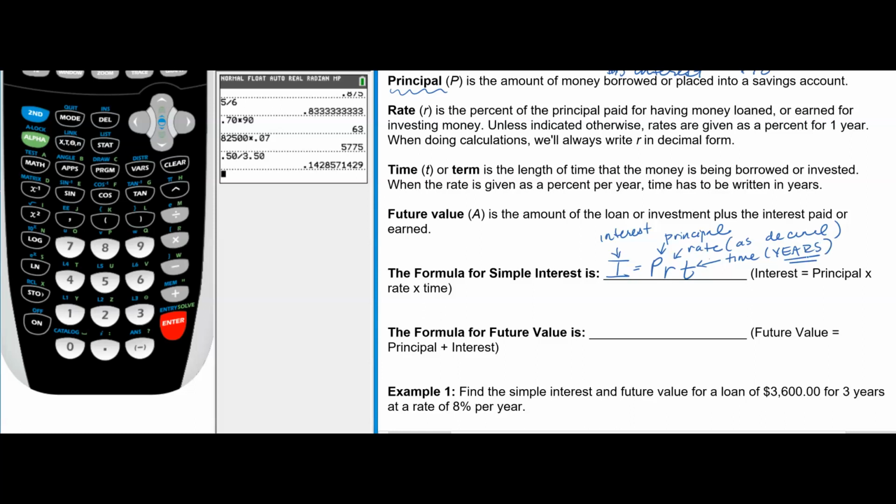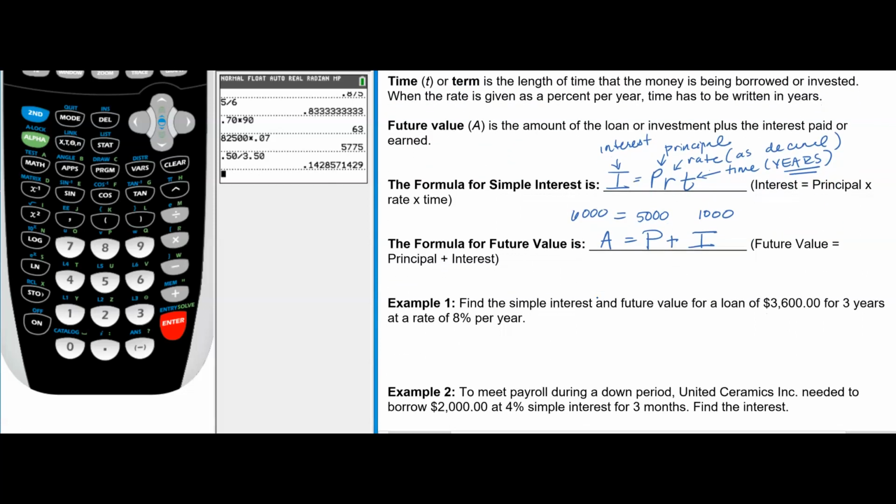Okay, so if you want to find the future value, and again, future value is the amount of the loan plus the interest, so like the total that you have to pay back, you're going to take your original principal, what you're borrowing, and add the interest. So let's say you borrow $5,000 and you have to pay $1,000 in interest, then the future value would be $6,000 because that's the total you have to pay back.